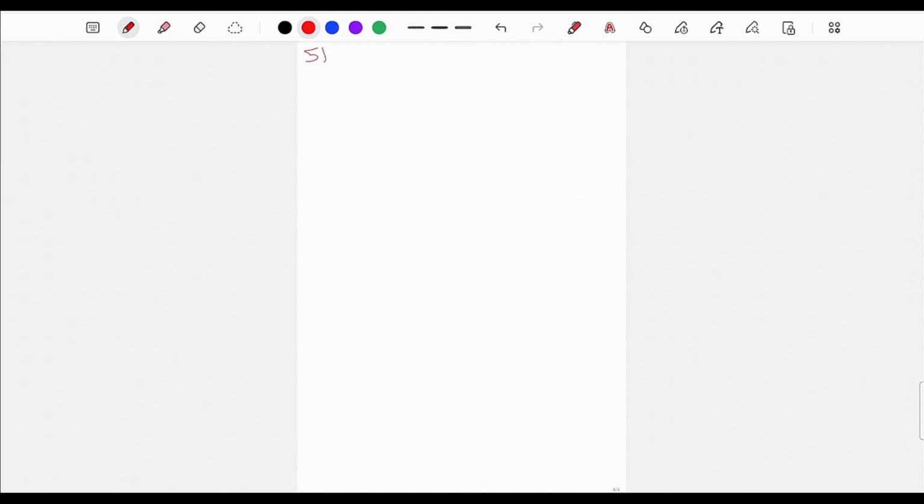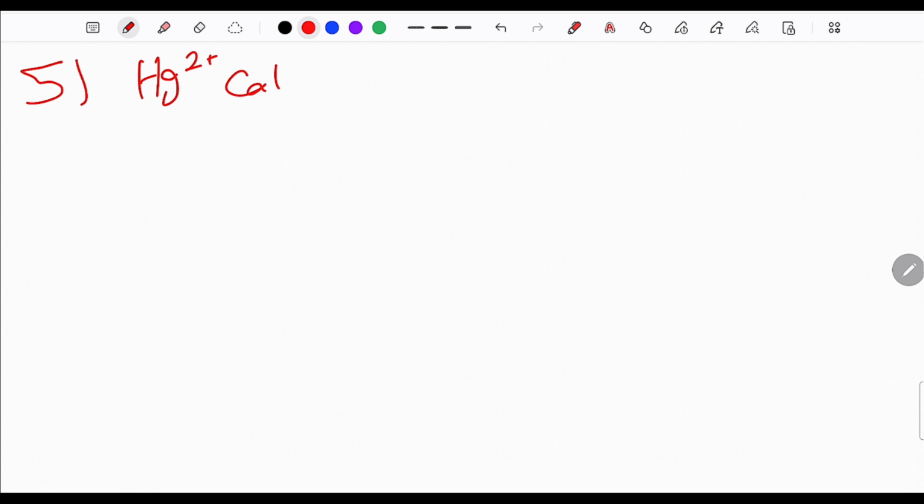So let's take a look at the reaction here. We are going to do something called mercury 2 plus catalyzed hydration of alkyne.